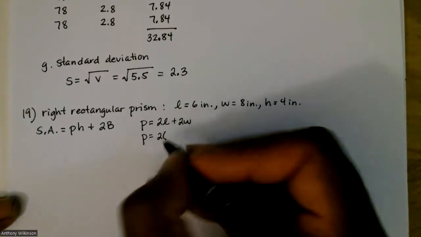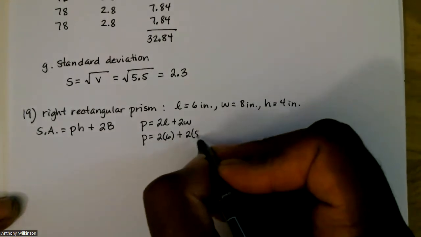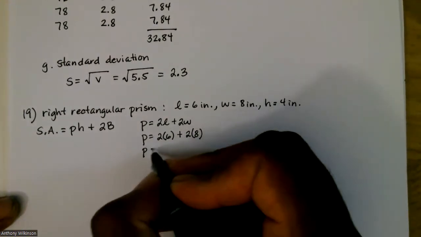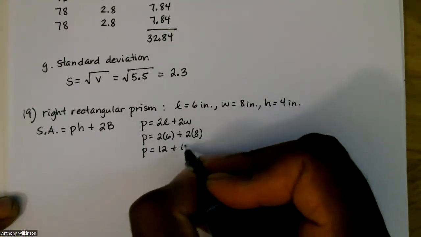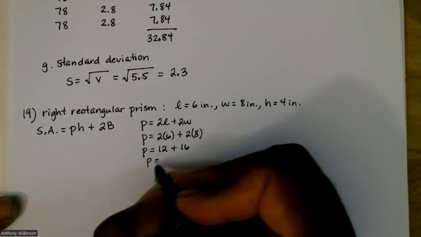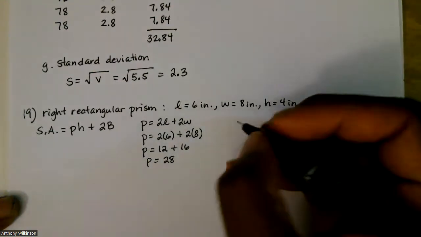So it'll be 2 times that length, which is 6, plus 2 times the width, which is 8. So 2 times 6 is going to be 12, plus 2 times 8 is 16. 12 plus 16 is 28. So that perimeter is 28 inches.